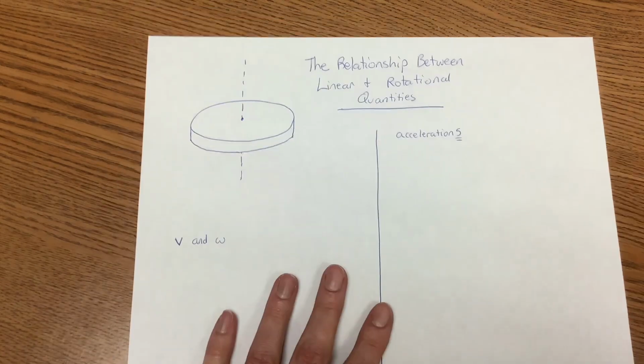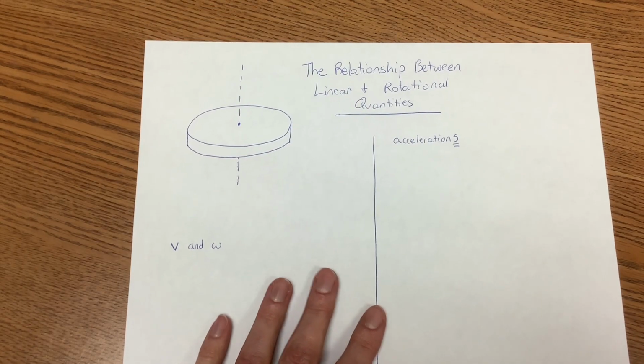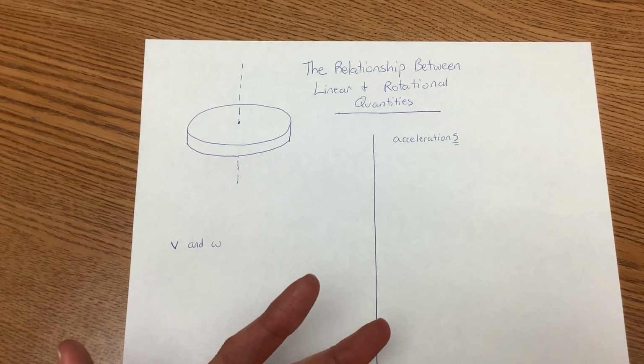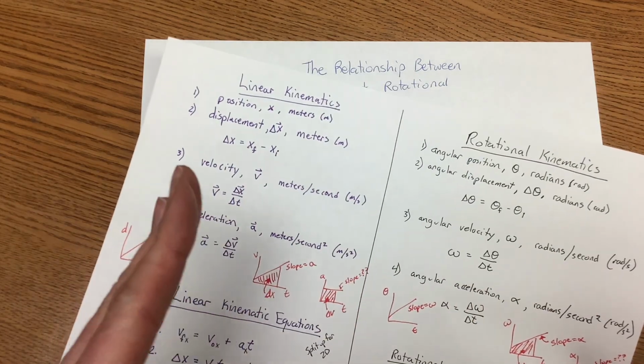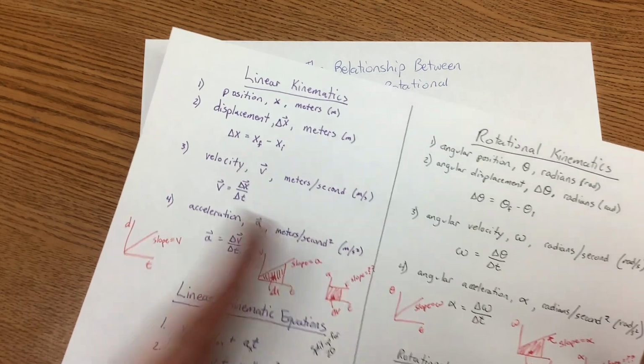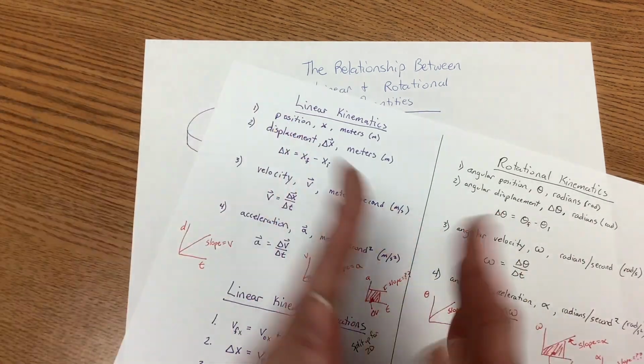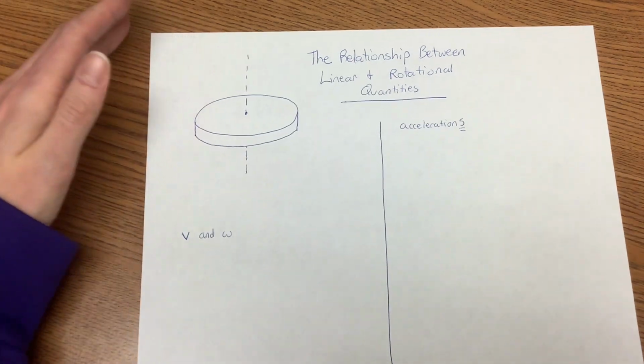Okay, but there is something else we have to talk about, and that is how these two things are related to each other. So we have the linear kinematics and the rotational kinematics, and they're very similar in how they function, but how are they related to each other? Okay, so that's our last thing here.